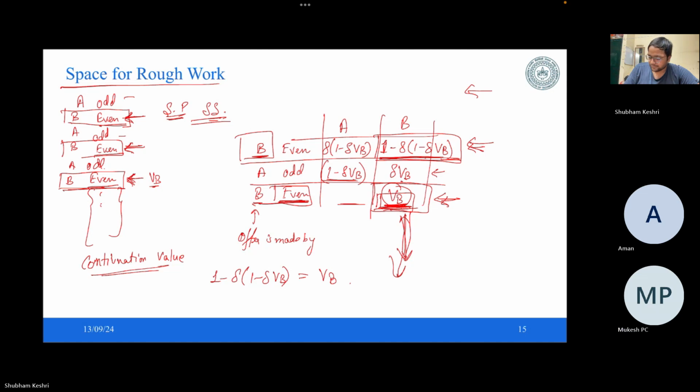Okay. You think about it. I think you are not very confident. Your OK was not very confident. This continuation value VB, what is this?